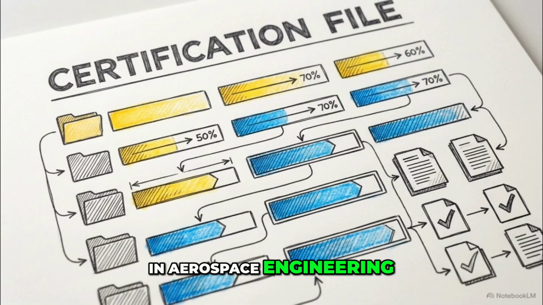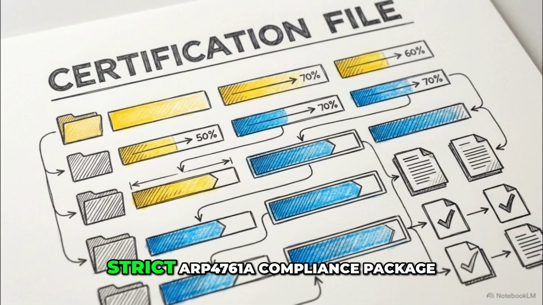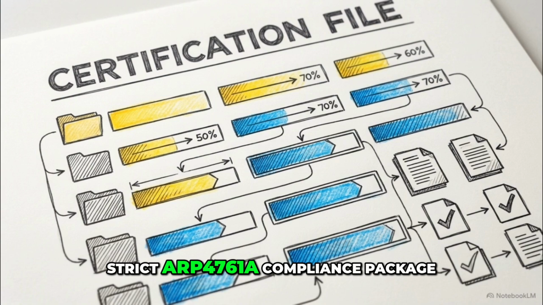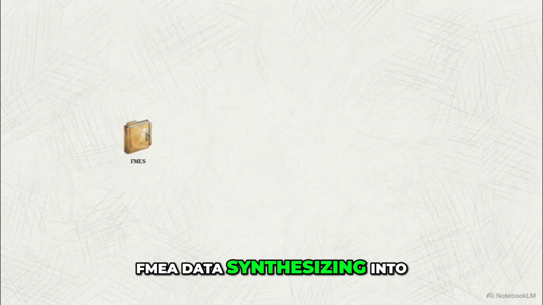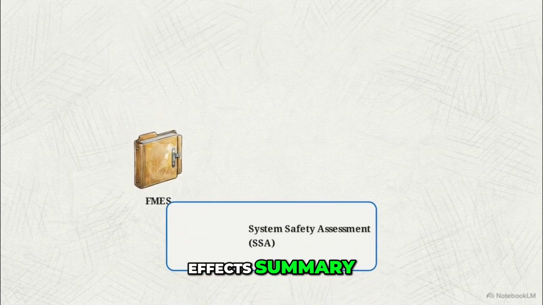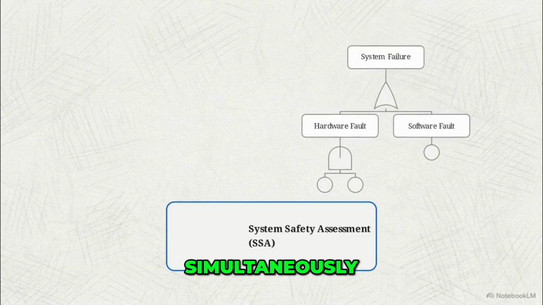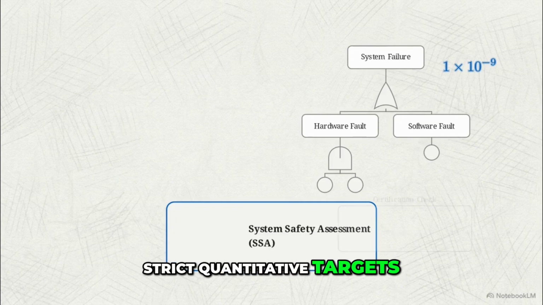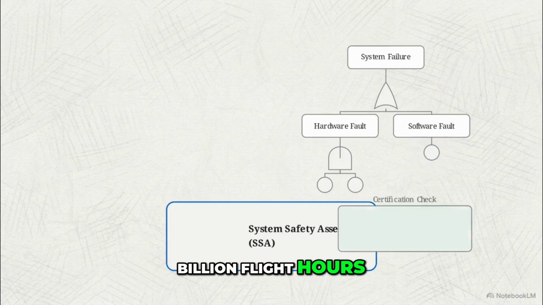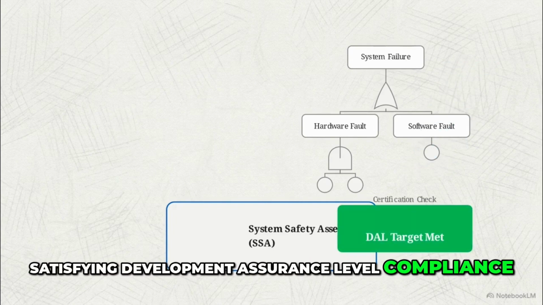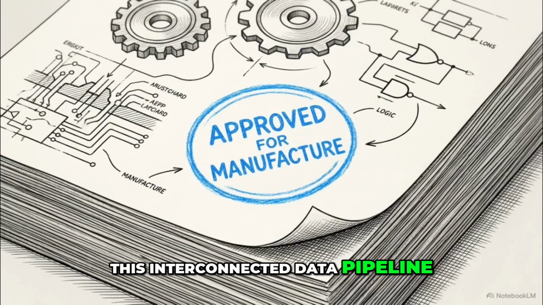In aerospace engineering, all of this data is organized into a strict ARP 4761A compliance package. This flowchart shows bottom-up FMEA data synthesizing into the failure modes and effects summary, forming the qualitative bedrock for the system safety assessment. Simultaneously, top-down FTA data must prove the system meets strict quantitative targets, like 1 failure per billion flight hours, satisfying development assurance level compliance. This interconnected data pipeline is the only accepted method to prove to regulatory bodies that a highly integrated architecture is safe to build.